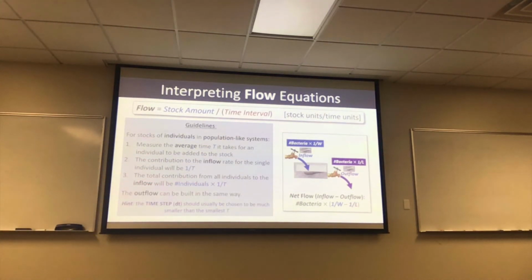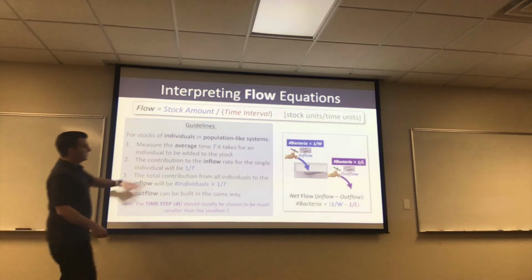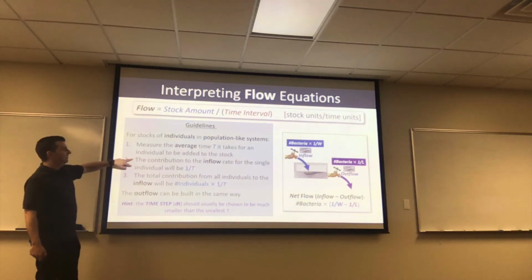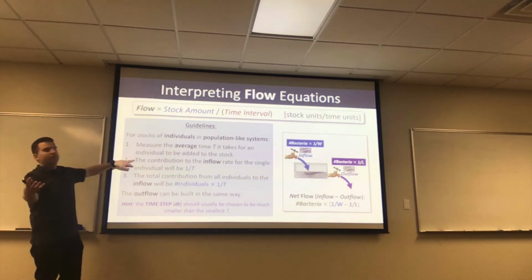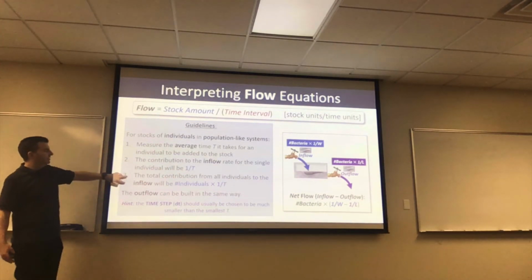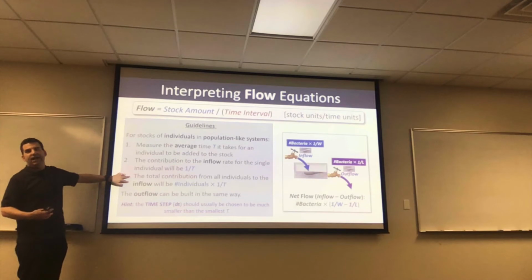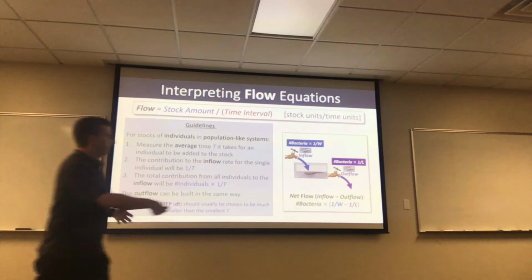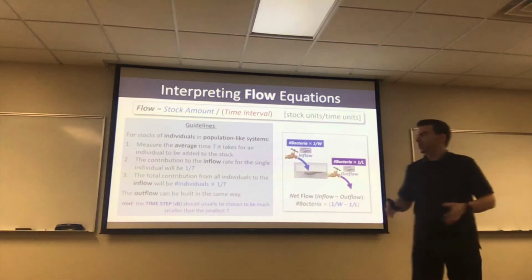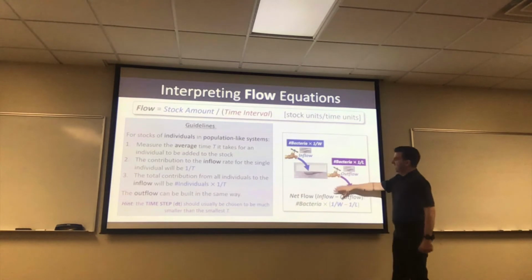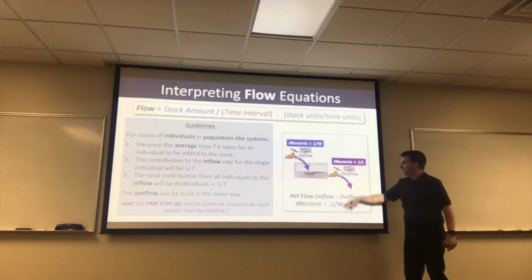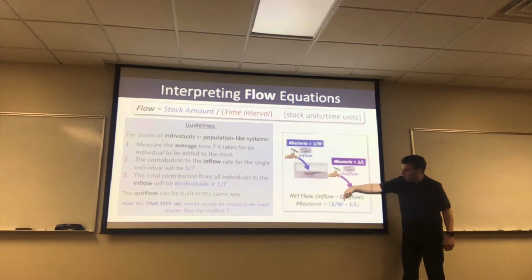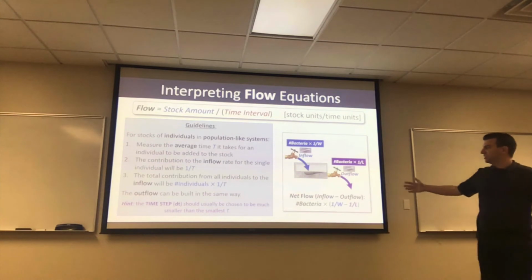The outflow is a similar process. How long do people live? Maybe it's L. For every individual, their contribution to the outflow rate will be 1/L. So the whole population's contribution to outflow rate is the number of individuals times 1/L. So my stock and flow model for the population component has an inflow of 1/W, an outflow of 1/L, so the net flow is the number of individuals times 1/W minus 1/L. So that's how we start to form these.